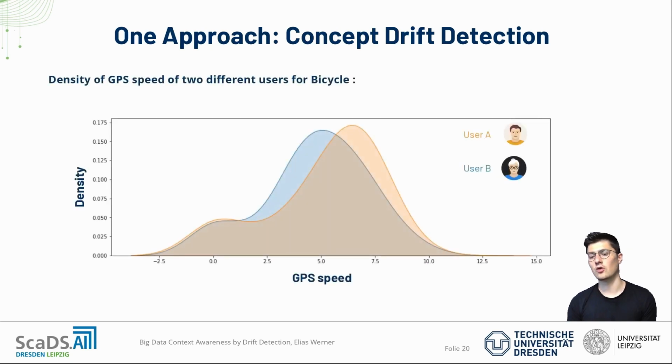When considering now only the GPS speed values for only the bicycle transport mode, but for two different users, we see that these values vary between these two users and that the joint probability distribution over x and y might have changed, meaning that the concept drifts from user A to user B.